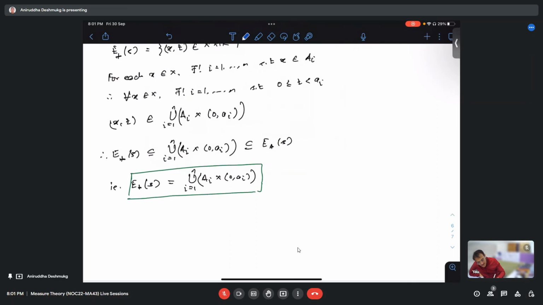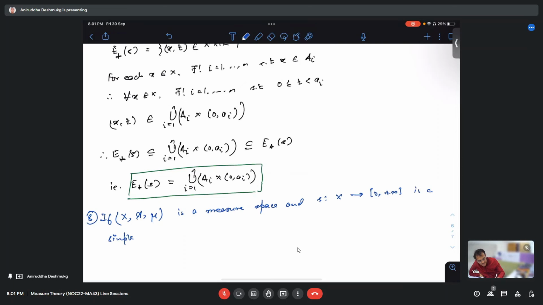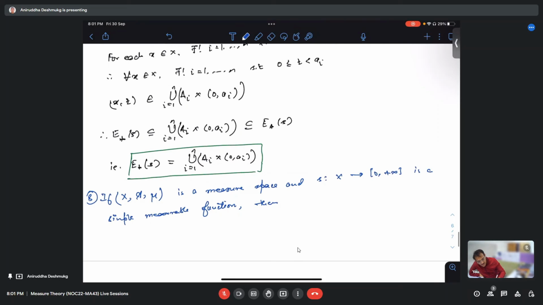So what does it mean? So if (X, A, mu) is a measure space, and let me write it B here, and s from X to [0, infinity) is a simple measurable function, then E lower star s is inside A cross the Borel sigma algebra of R. So why is that so? Because this is inside A and this is inside the Borel sigma algebra. So the Cartesian product is inside the sigma algebra generated by the individual Cartesian products, and this sigma algebra is closed under finite unions. Therefore, E lower star s is inside this sigma algebra. Okay, so this is the next result.